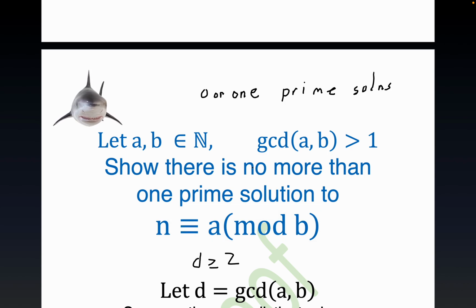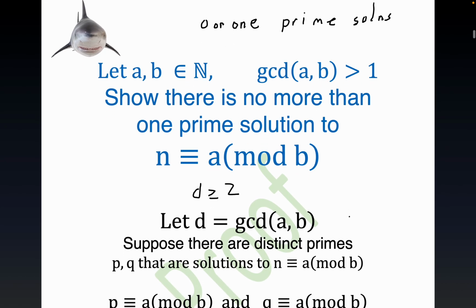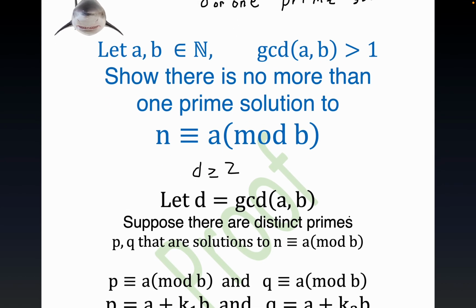We're trying to show again there's no more than one prime solution, which is equivalent to 0 or 1 prime solutions. So what we're going to do is suppose there's 2. Now if we reach a contradiction, that will prove our result. Okay, so now just some commentary right here on notation.